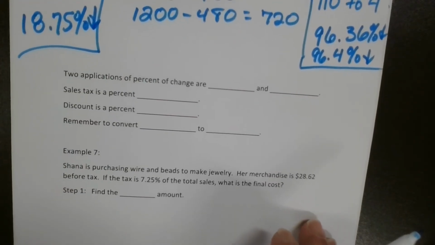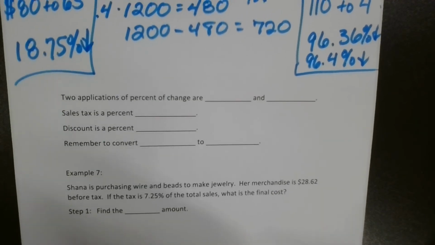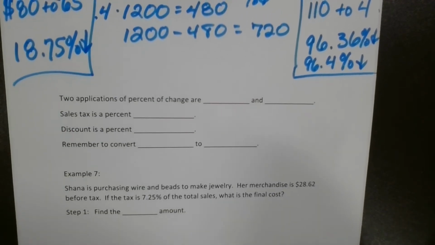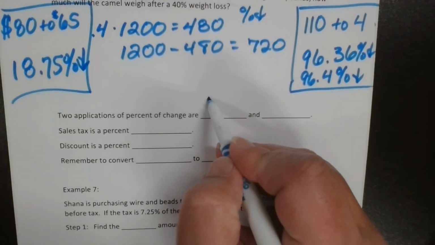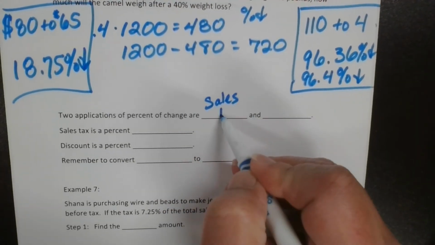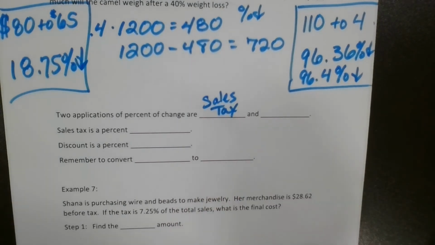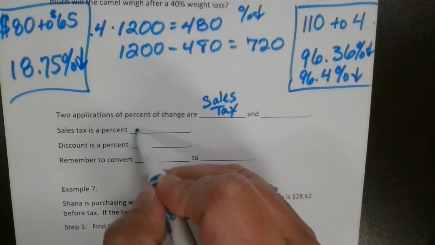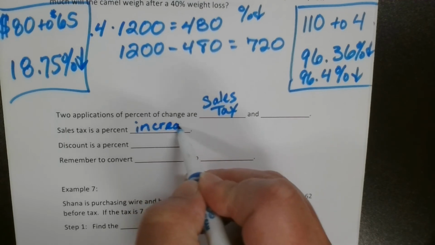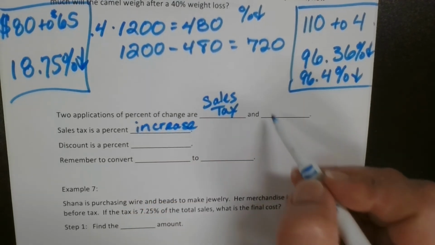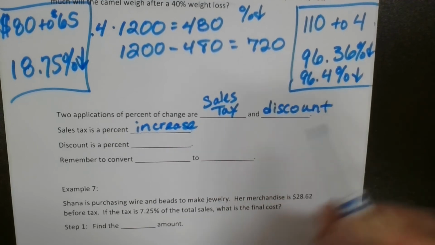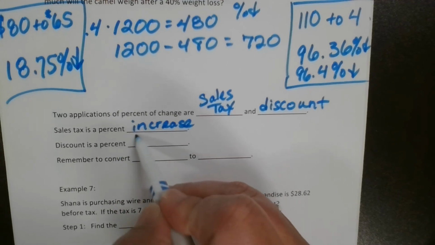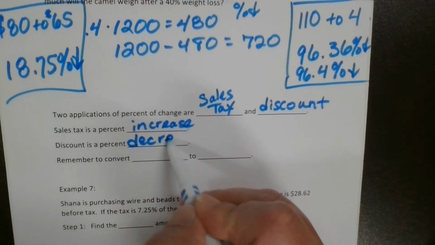So, a couple of applications for percent of change that you use every day in the store. When you go buy anything, you have to pay sales tax on that item. That's a percent increase. And if you're a discount shopper, if you're going to shop the sale rack, you're getting a discount. So discount is a percent decrease.